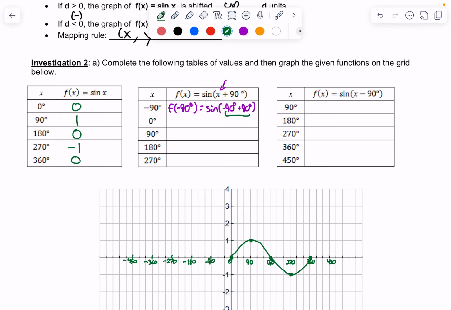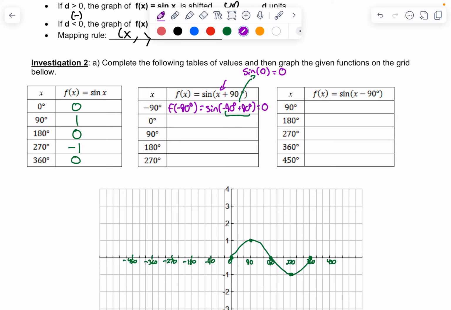I'm going to run out of room. I'll do it only for this first one, but you're essentially going sine then. What is -90 plus 90? Well, it ends up being 0. So you're actually taking the sine of 0, and that would give you 0. So this first one's 0.